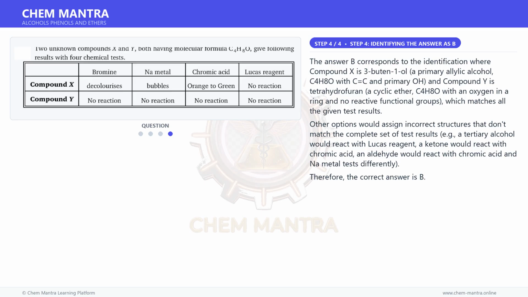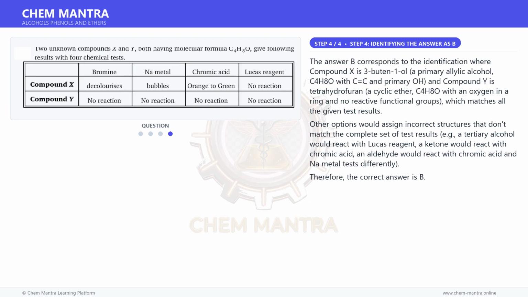And for the final step, the answer B corresponds to the identification where compound X is 3-buten-1-ol, a primary allylic alcohol, C4H8O with C=C and primary OH, and compound Y is tetrahydrofuran, a cyclic ether, C4H8O with an oxygen in a ring and no reactive functional groups, which matches all the given test results.